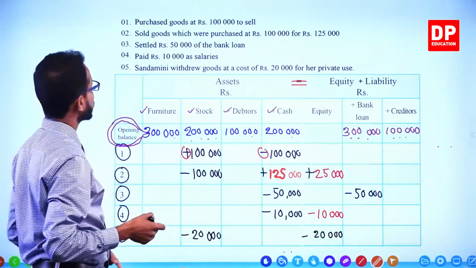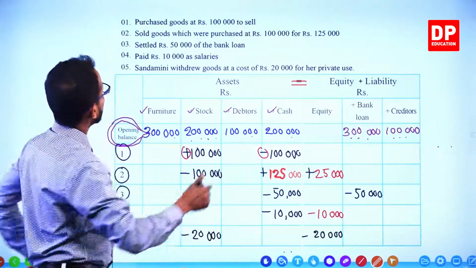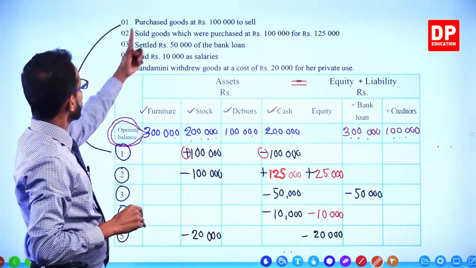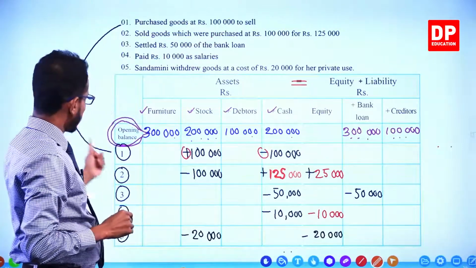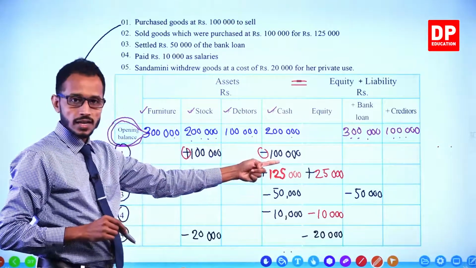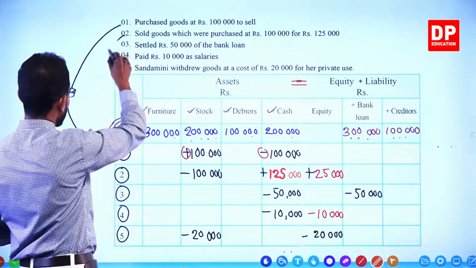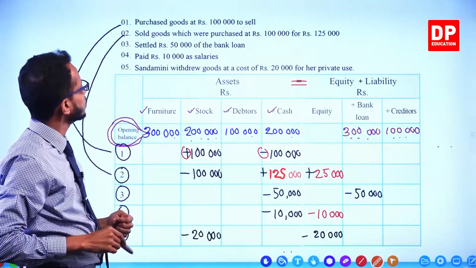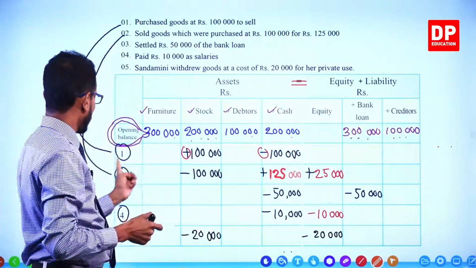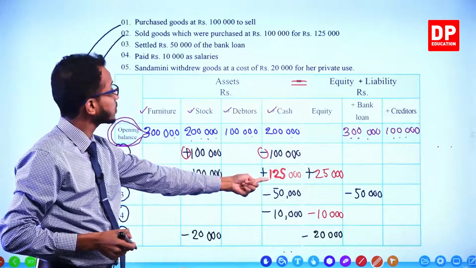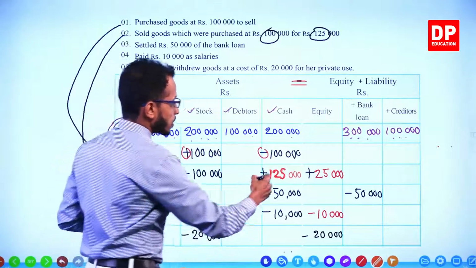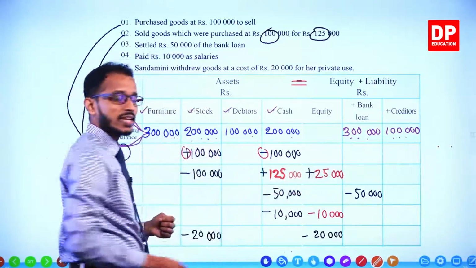So let's check, children, whether the transactions are done properly. Purchase goods at rupees 100,000 to sell. Purchasing goods means stock comes into the business, so stock plus and cash minus. Sold goods which were purchased at 100,000. Selling goods means goods go out of the business, so stock minus and cash plus. Due to the profit which was made, it gets added to equity.